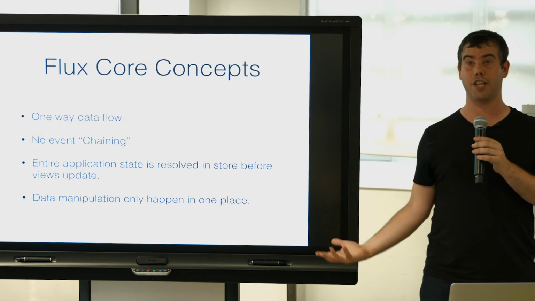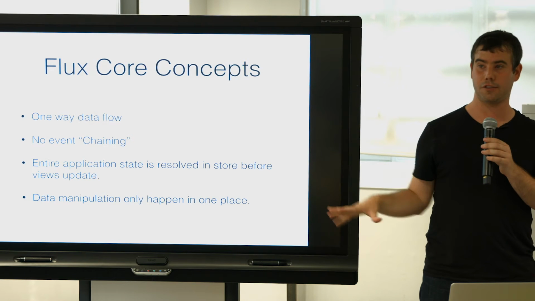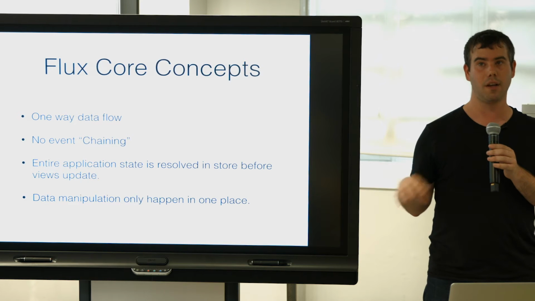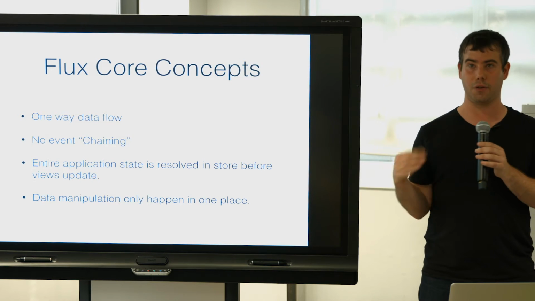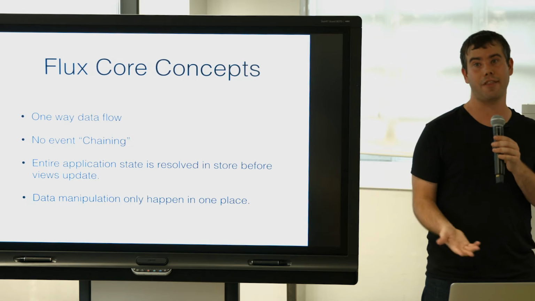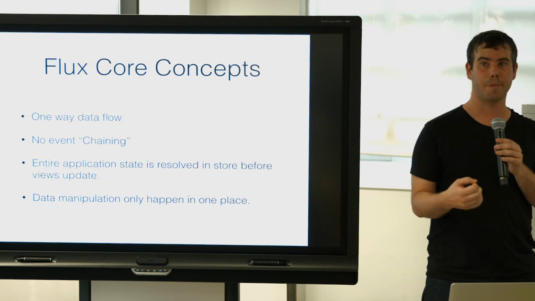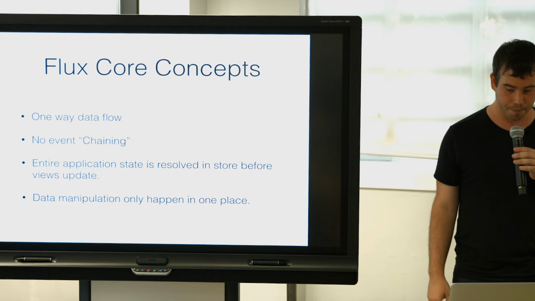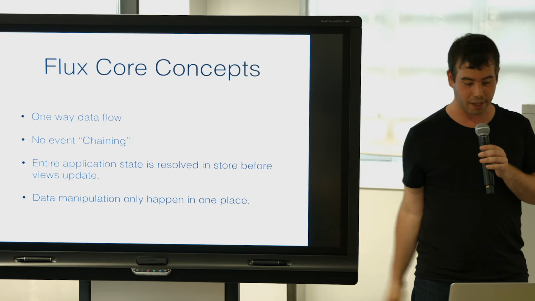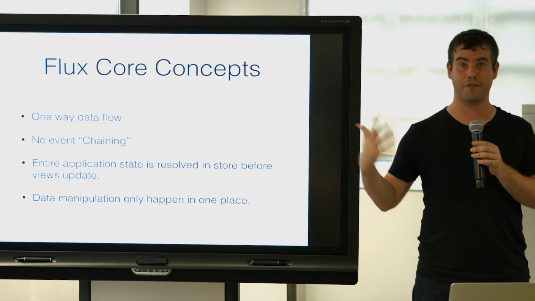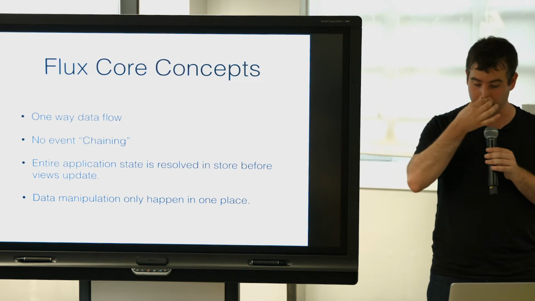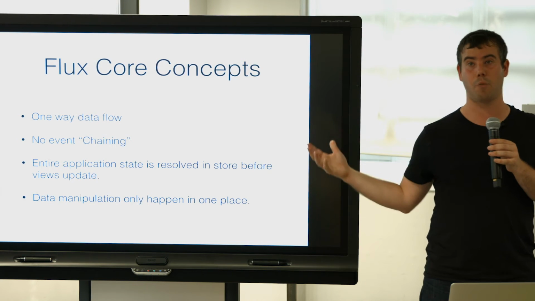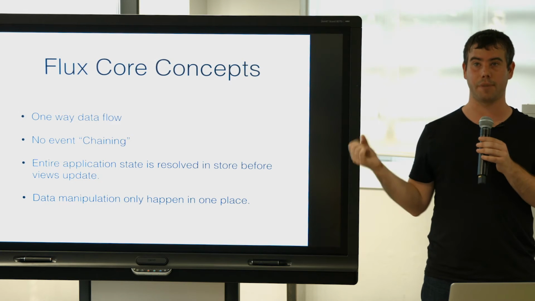Flux prevents event chaining. So if during an update in the store you try to trigger another dispatch, another change request, the dispatcher will break and tell you that you've committed an error. Because one of the main things that Facebook has tried to prevent using Flux is these chain actions. Again, the entire state of the application is resolved within the stores before you fire an update. And the data manipulation only happens in a single place versus having multiple components, each one determining how data is manipulated.